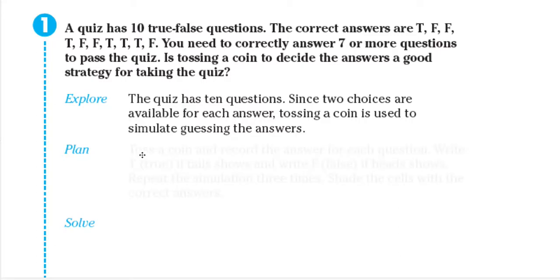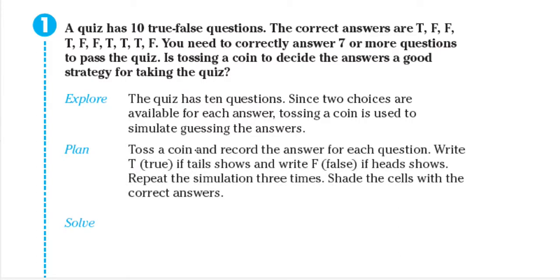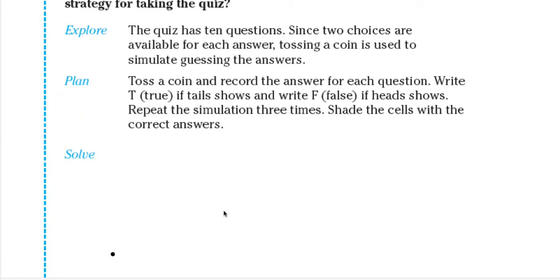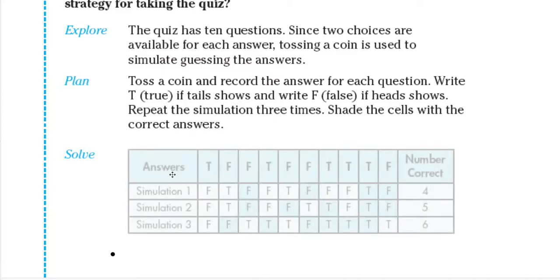For guessing answers, toss a coin and record the answer for each question. Write T for true if tails shows, and F for false if heads shows. Repeat the simulation 3 times, shade the cells with the correct answer. Let's say you do this, and you have a lot of time to waste and you did not study, so you do this 3 times.